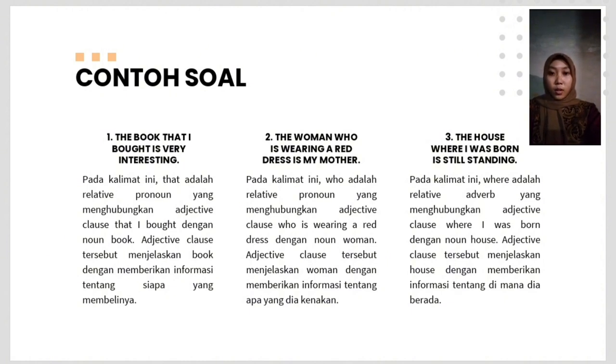Example 2. The woman who is wearing a red dress is my mother. In this sentence, who is a relative pronoun, a connector in the adjective clause. The adjective clause who is wearing a red dress explains the woman by providing information about what she is wearing.